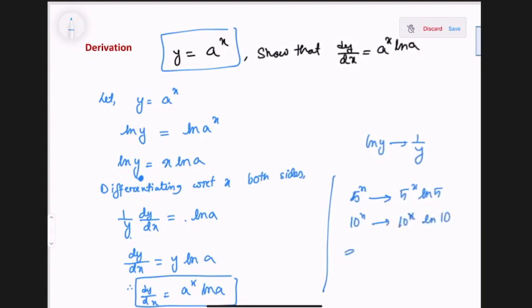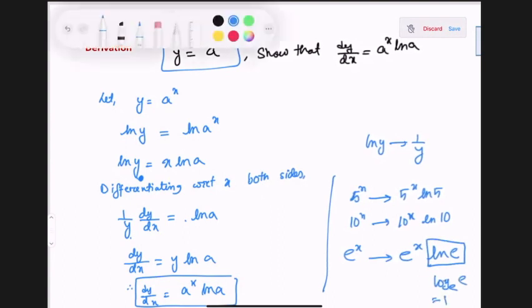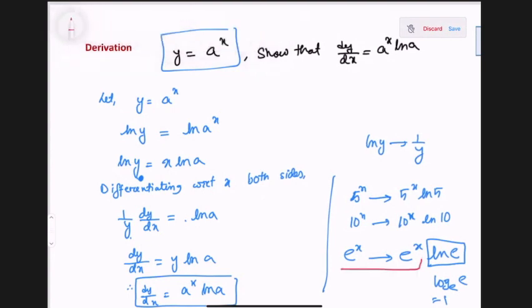So basically we are more familiar with this one, e to the power x. If we differentiate e to the power x, we get e to the power x ln e. And since ln e is basically what? Log e base e, which is 1. That's why whenever we differentiate e to the power x, we just prefer writing only e to the power x. We skip this part because eventually this becomes 1. But the actual rule is this one, 5 to the power x into ln 5. Similarly, e to the power x ln e.